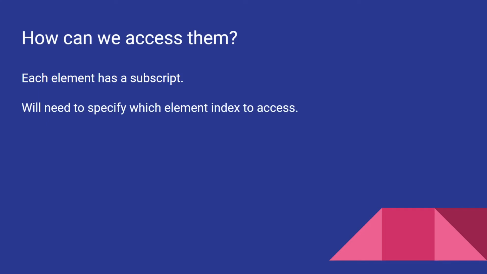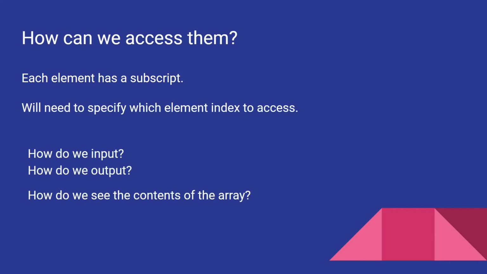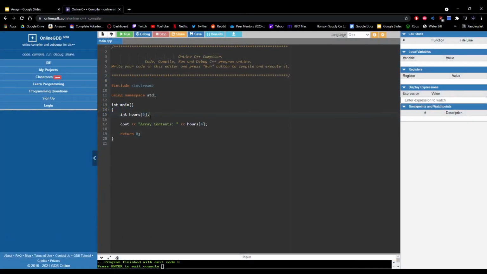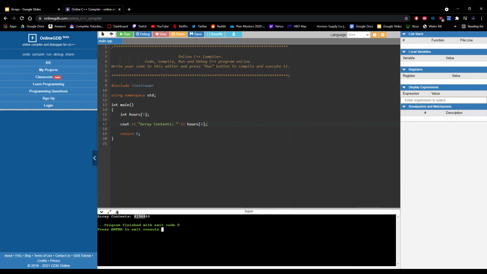So now we're going to work with arrays in the online compiler. As you can see here, I've declared an array called hours with 5 elements, similar to what I showed you before. And right here, I'm trying to see what's in our last element. Let's run it. You can see it's a garbage value. I'm pretty sure you're familiar with that. Now let's see what's in the first element. Garbage value.